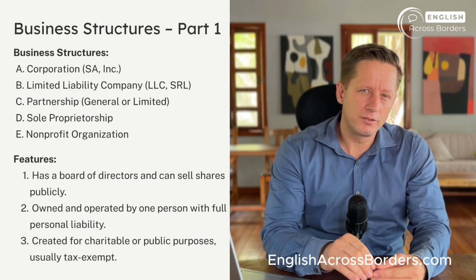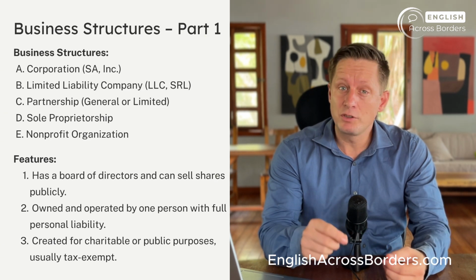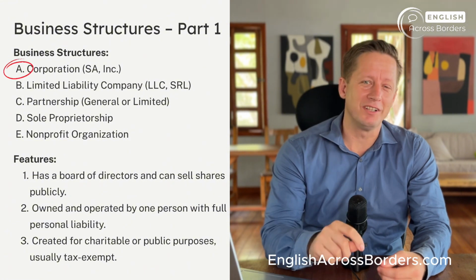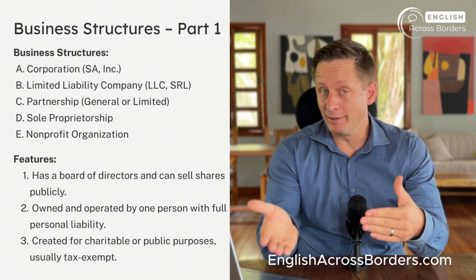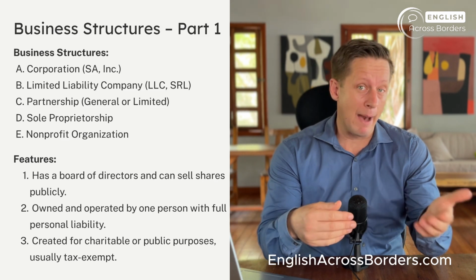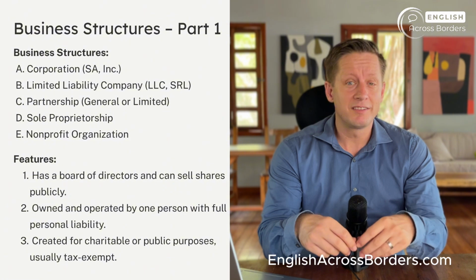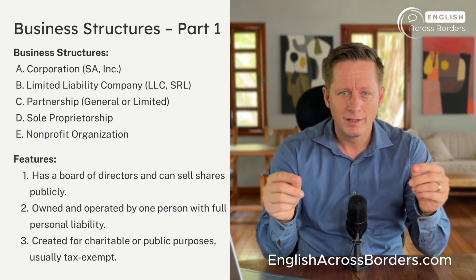Now, let's review 5 common business structures and match them to their legal features. First, which structure has a board of directors and can sell shares publicly? That's A, corporation. Corporations are formal entities. They offer limited liability, can raise capital by selling shares, and are managed by a board. This is the model used by large companies like Apple or Coca-Cola.